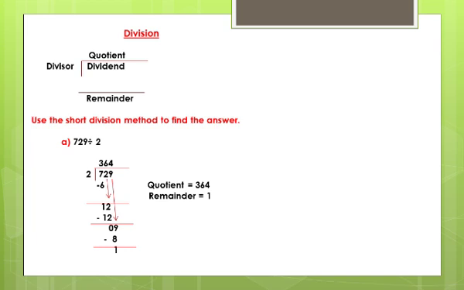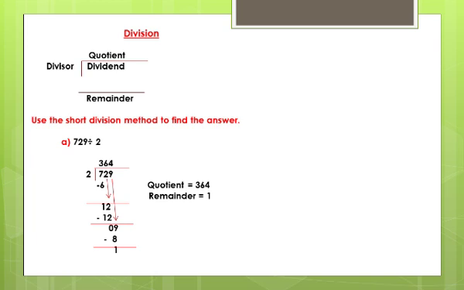Now we have to find one example. Use the short division method to find the answer. 729 divided by 2. The dividend is 729 and the divisor is 2. So we can write 729 divided by 2. First you have to look at the first digit of the dividend. It is 7. We have to divide 7 by 2.